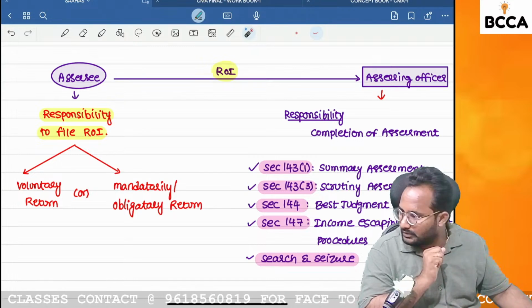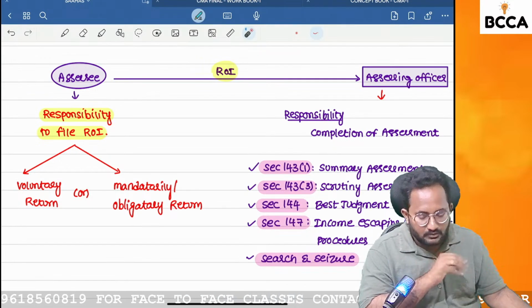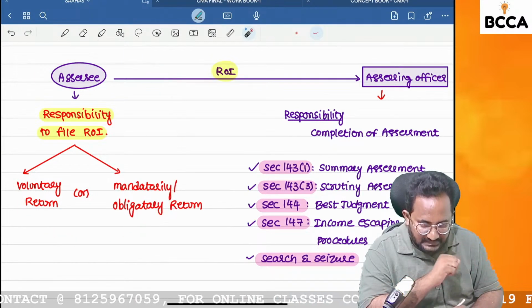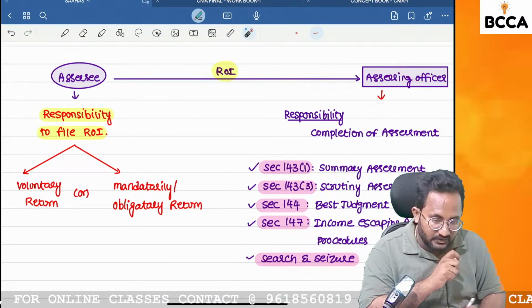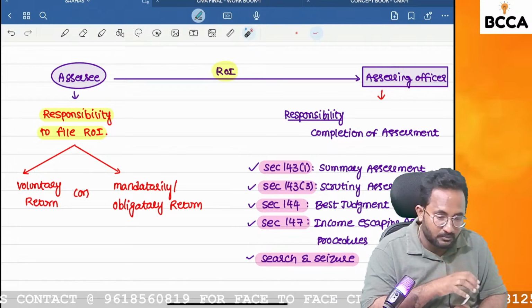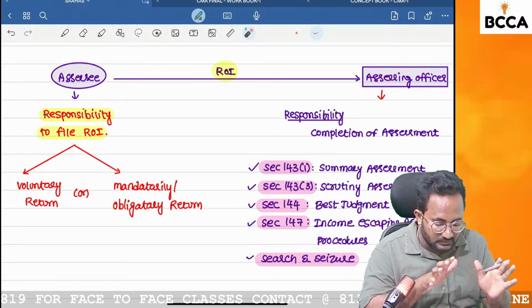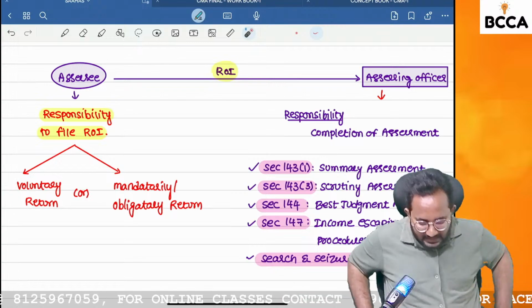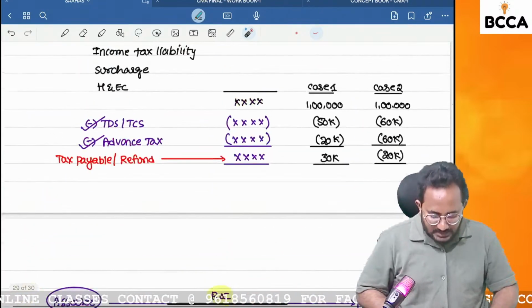Are you clear up to now, all of you? For the return of income chapter, we always think from the viewpoint of the SSE. For the assessment procedure, we always think from the point of view of the assessing officer. So this is only today's discussion. Please give me clarity. Have you understood the return of income chapter?